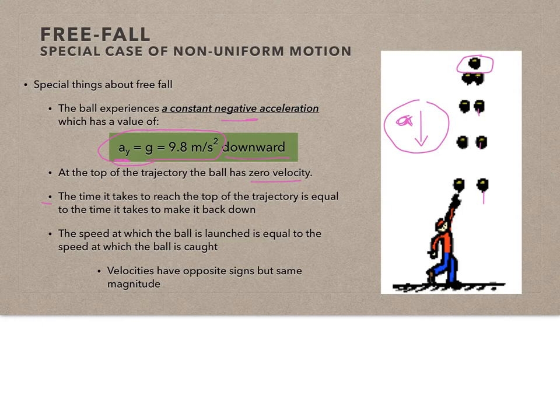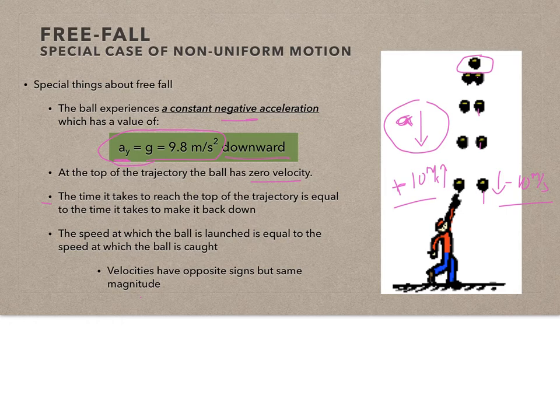And then the last part is the speed at which the ball is launched is equal to the speed at which the ball is caught. So if I launch this at 10 meters per second, okay, 10 meters per second, that's positive because it's going up. That means when it comes back down, guess what? It's also going 10 meters per second, just in the negative direction. Okay, so this is another symmetry thing, right? And we'll use this to our advantage in our problems.